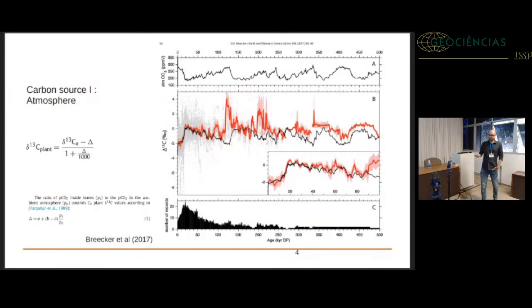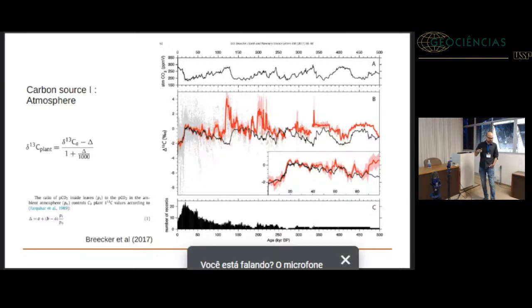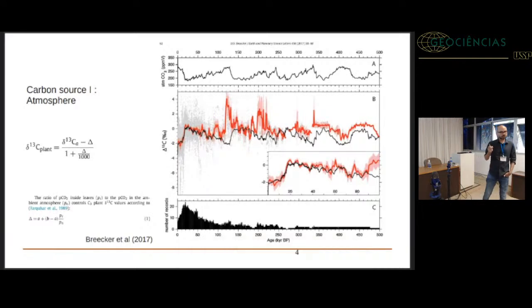And then we can go to the atmosphere. I think this paper here, Breecker 2017, provides a good idea of how the amount of CO2 in the atmosphere affects the δ13C in your stalagmites. Here at the top, for example, you see the variability of the amount of CO2 in the atmosphere over the last 500,000 years. We know that, due to glacial and interglacial periods, we have a change in the CO2. CO2 is high during interglacial periods, like the Holocene here, and lower during glacial periods.